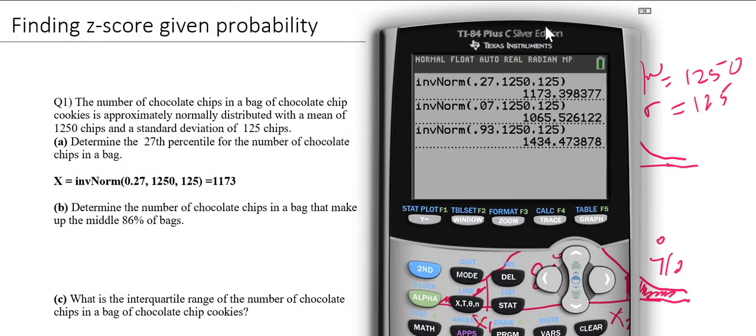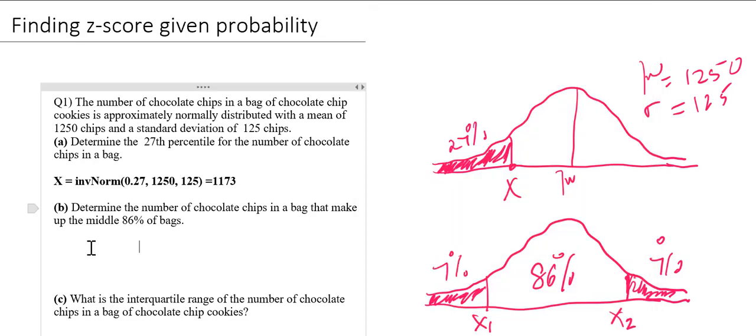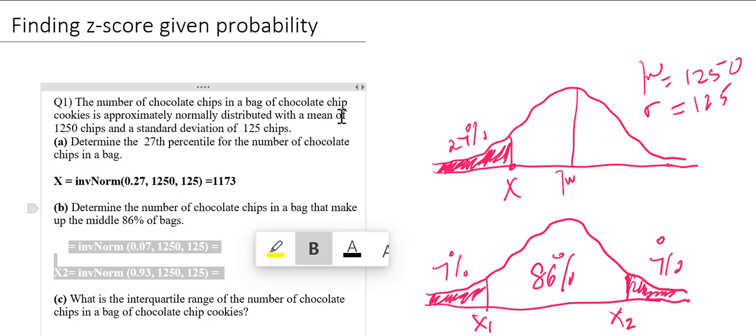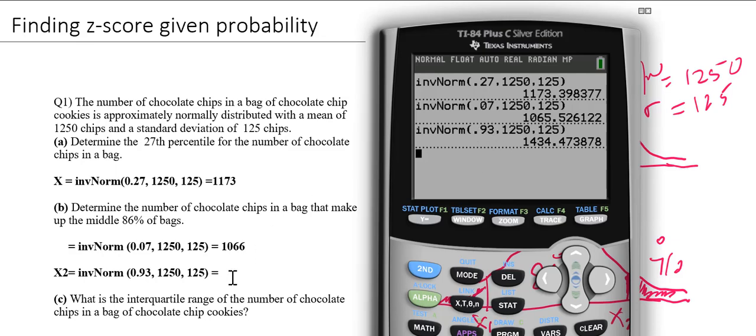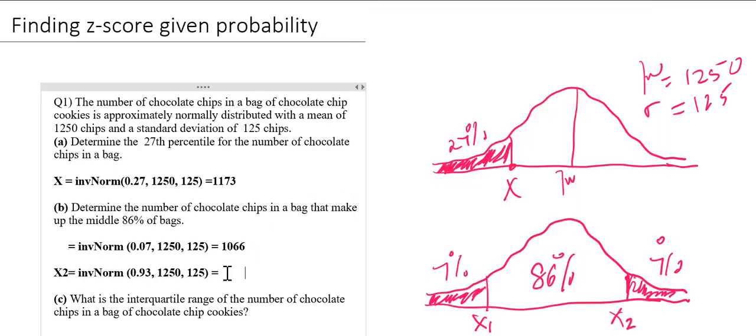And it's 1,434. So if I move the calculator on the side, so 1,065, let's say 1,066 if we round it, and 1,434. There you go. So 1,066 and 1,434. Let me just highlight it so you can see it. And that answers the second question.